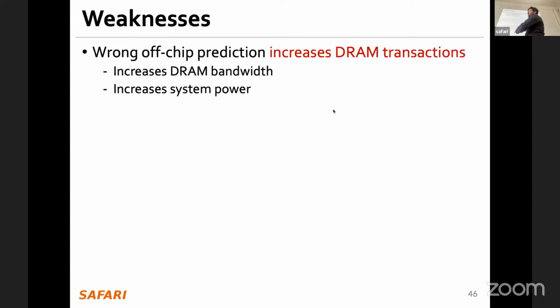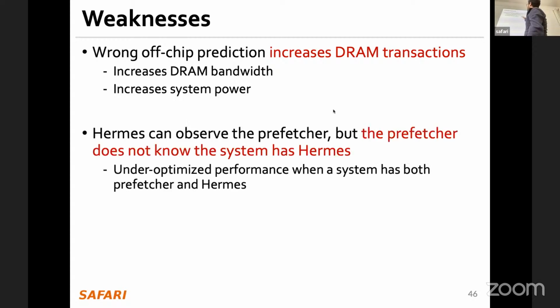But it also has some major weaknesses. The one I just mentioned: if you have a wrong off-chip prediction, the bad part is it's going to access DRAM more than it should have in the baseline. Accessing DRAM more essentially increases the DRAM bandwidth usage, which may have very drastic consequences if your DRAM bandwidth is already limited in the system, and it also increases the system power in general. So that's the major weakness.